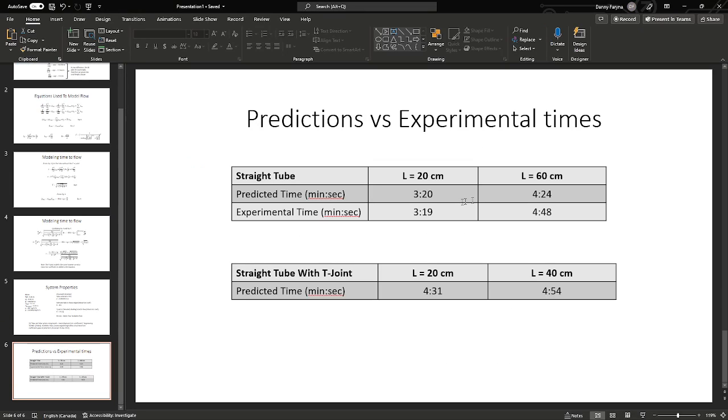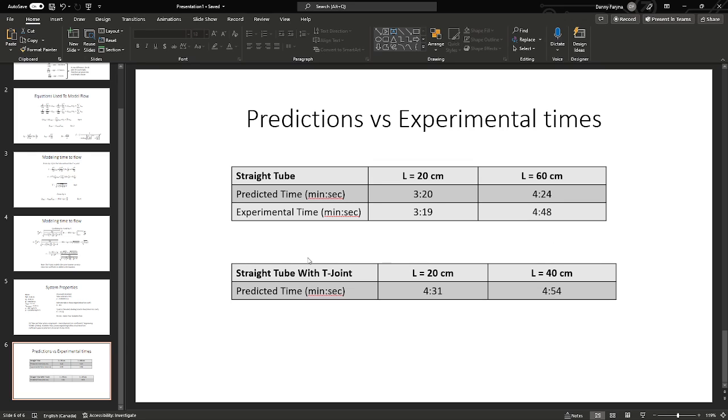Going back, we can see our predicted versus experimental times. We found that the predicted and experimental for the 20 centimeter length were very close. For the 60 centimeter length, they were 20 seconds off. We were faster in our predicted time. This could be due to the experimental tube not being perfectly straight, not having the same roughness we were predicting, a whole bunch of factors, but we think that 20 seconds is quite good, so we believe our model is quite good as well.